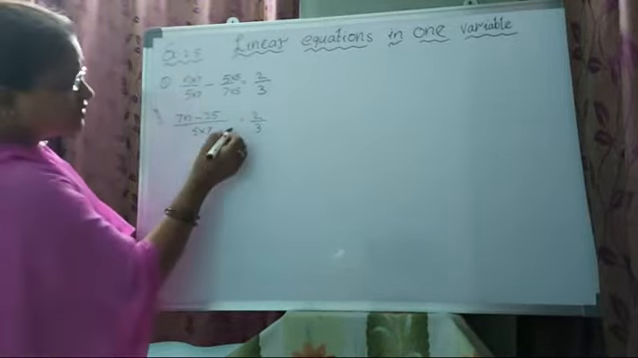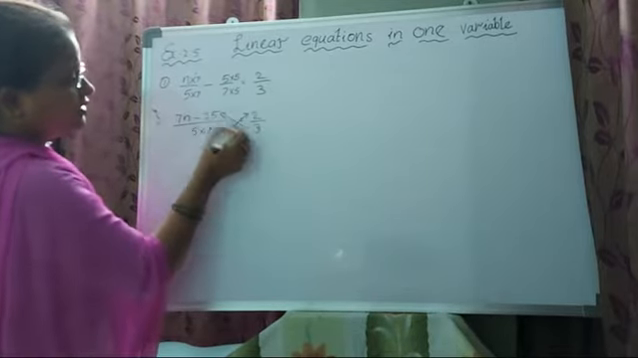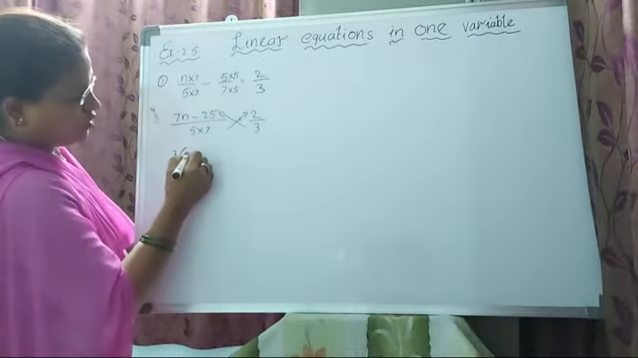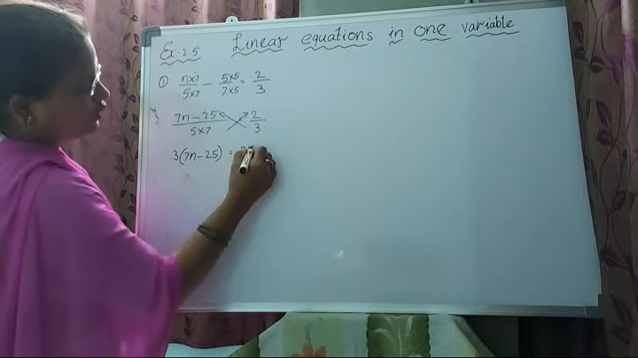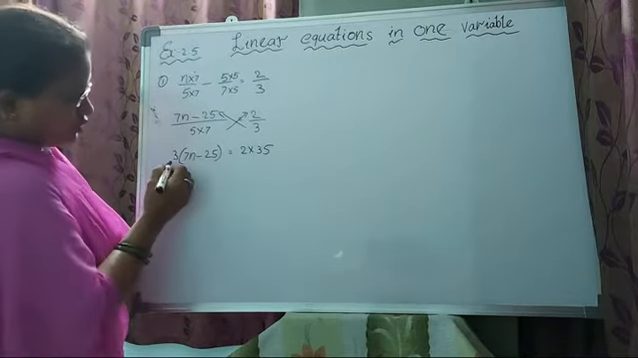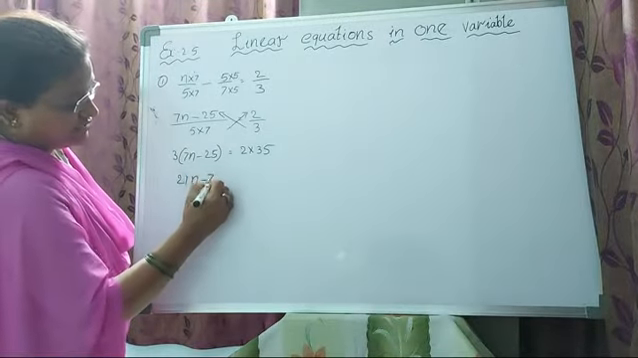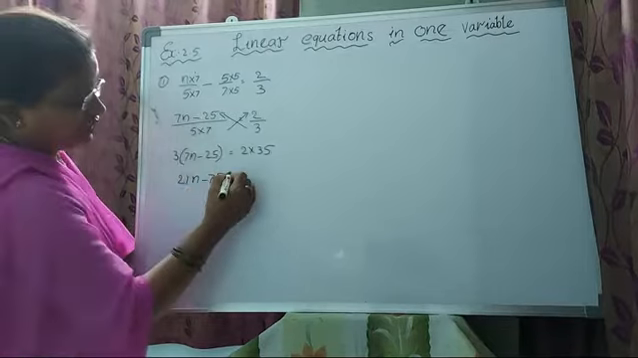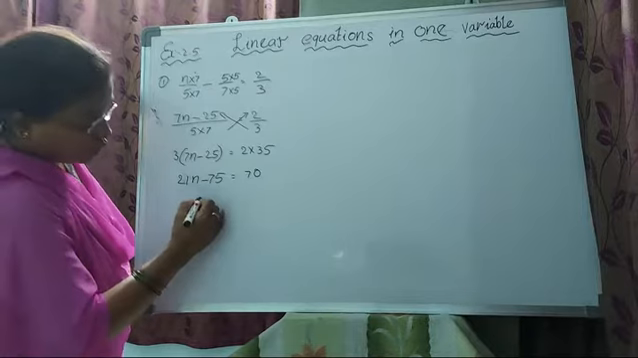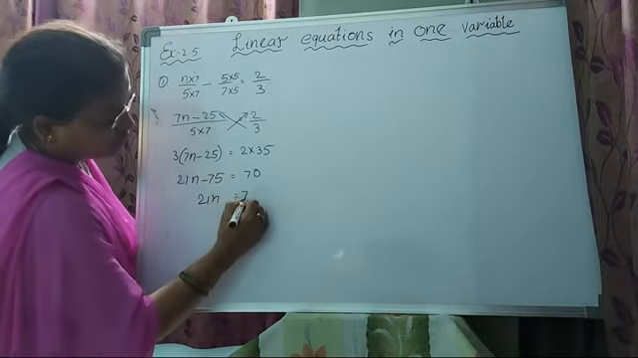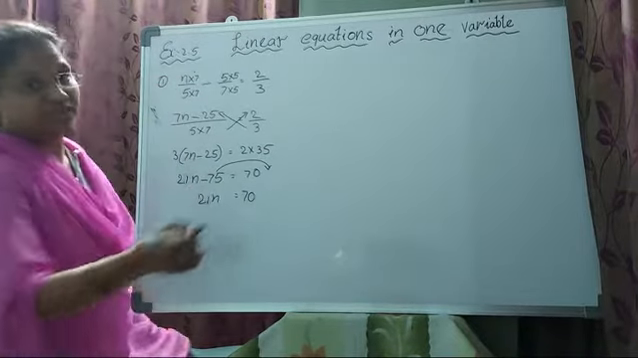So, cross multiplication. See, 3, with 3 you multiply the whole. 7n minus 25 is equal to 2 into 35. So 3 sevens 21n minus 75. 3 into 25 is 75, equal to 2 fives 10, 2 threes 6, 1 seven 70. So 21n is equal to 70. See, transpose this 75.